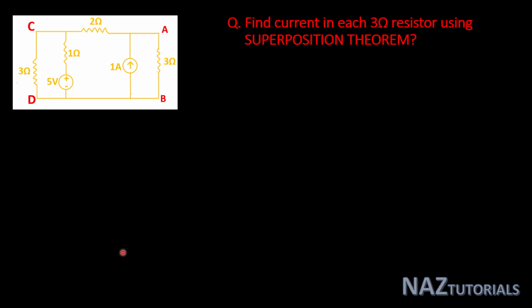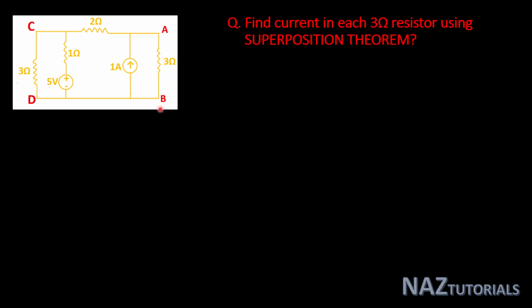Hello everyone. This is our next example for superposition theorem. In this circuit there are two nodes, or you can say there are three meshes. And in this circuit find current in each 3 ohm resistor, that is current in AB and CD branches, by using superposition theorem.